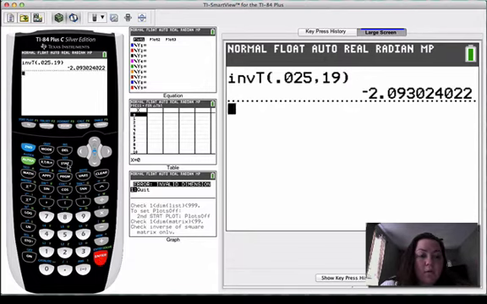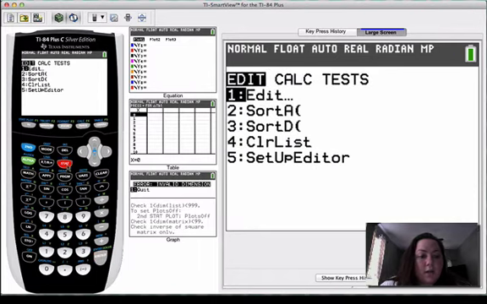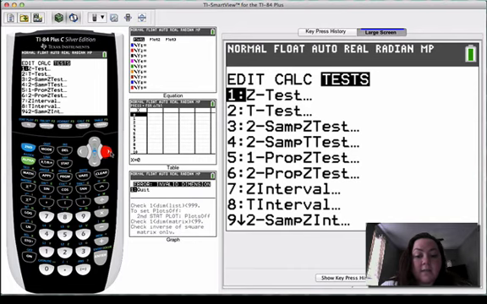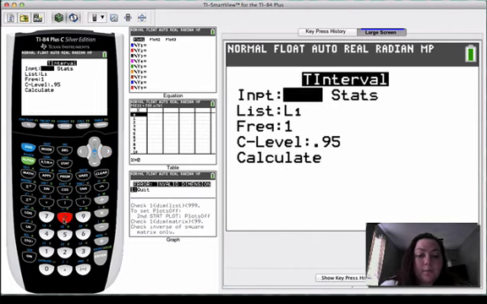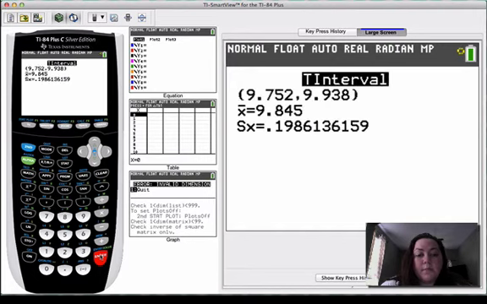And then if I want to get my interval, I can do this all on my calculator. I'm going to go to stat, then test, then t interval, which is number 8. I'm going to use data because it's all data that I have in list 1. Frequency 1. My confidence level is 95%. Calculate. And it gives me my values and all the pieces of information that I need. Pretty cool.